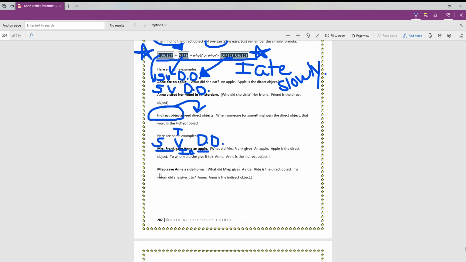Okay. Please write this down as well. Miep gave Anne a ride home. Go ahead and write that down on the piece of paper. And by the way, you're going to send it to me so I can see your notes. So make sure that you send me your notes for this. We're going to do 5 sentences on this page down here. And then you guys are going to follow it up with an IXL assignment.